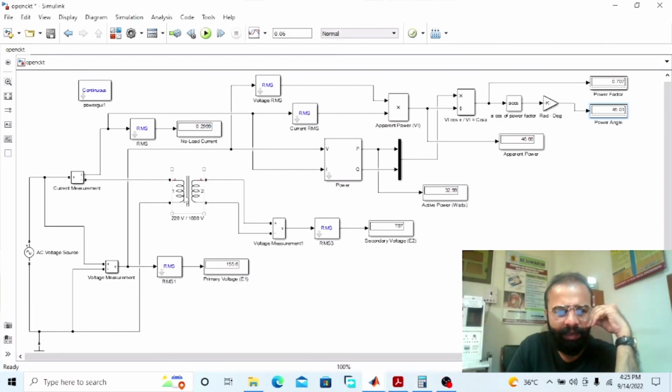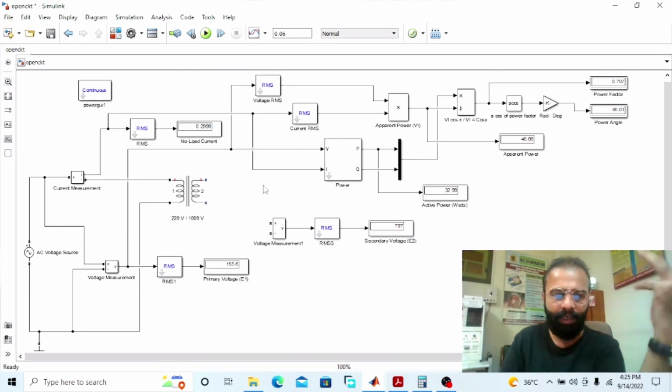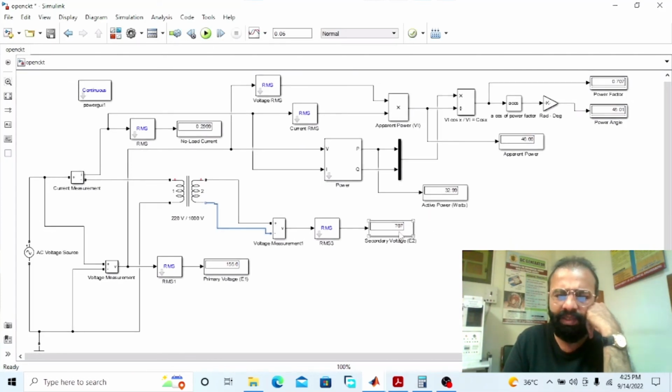This HV winding, which is the secondary winding of the transformer, is left open circuited. Now again run the simulation. Again we are observing the same parameters, because we have only connected the voltmeter across the HV winding, which is the secondary winding, in the case of the open circuit test of the transformer. This only gives us the secondary side voltage. You can see the 707 RMS voltage of this 1000 volt.